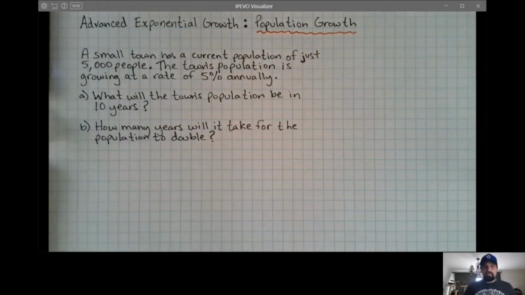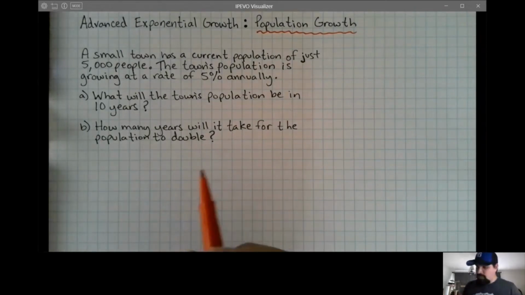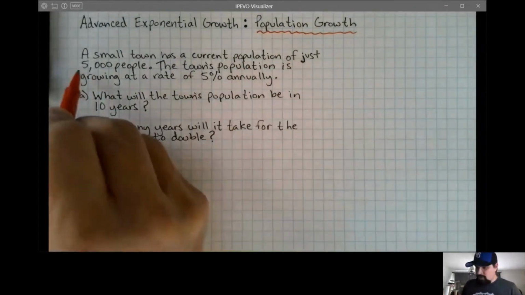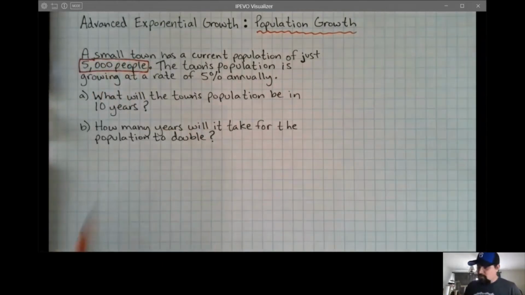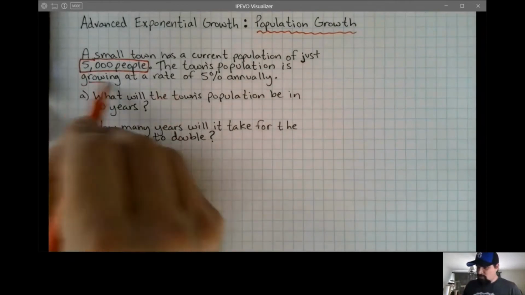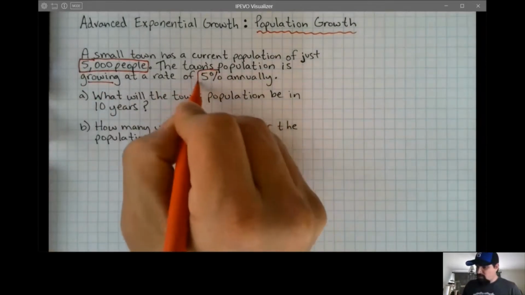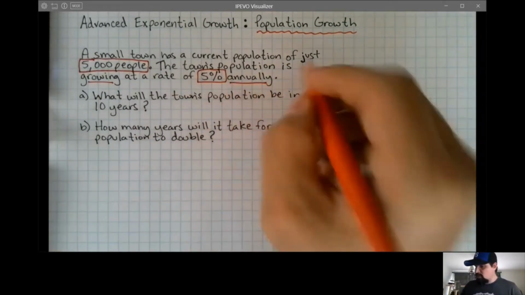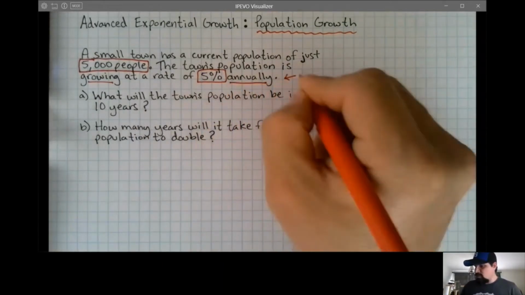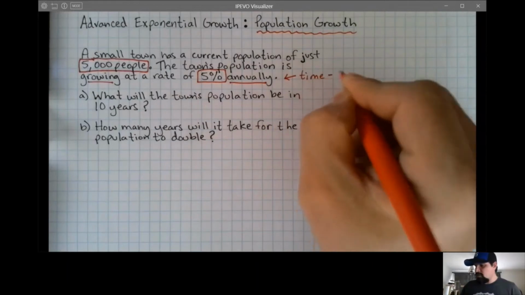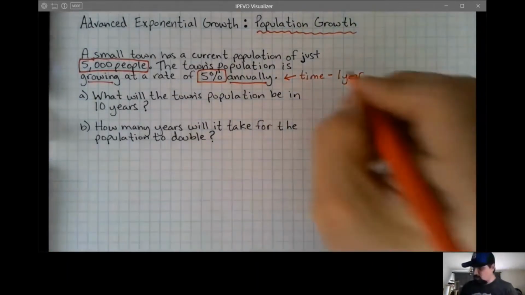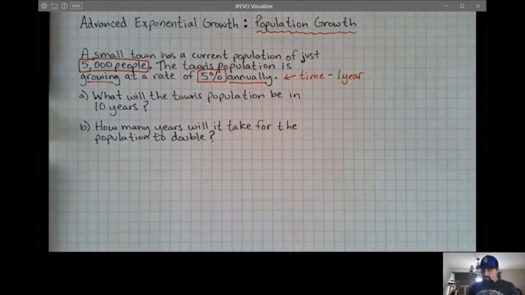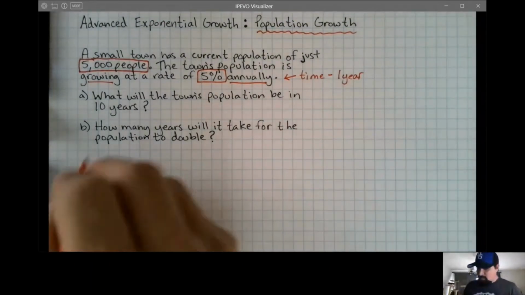Before we can get started answering the questions, we need to identify our important information. So we have a current population of 5,000 people. That's important. Population is growing at a rate of 5% annually. That means our time period is 1 year. Right? That's going to be important. All right, so we're just going to write that down here before we start answering.